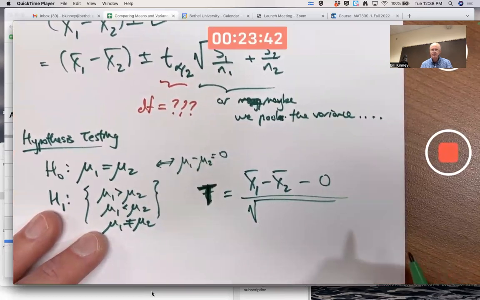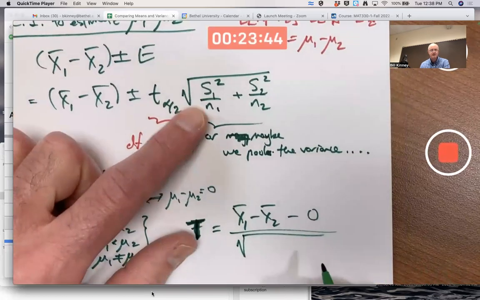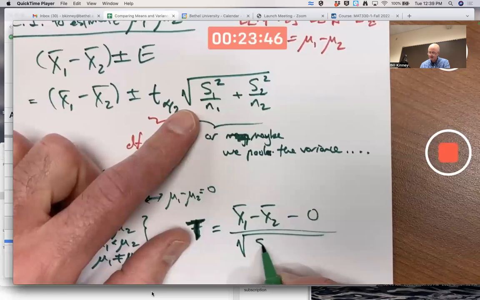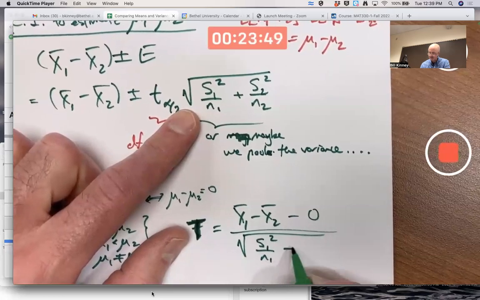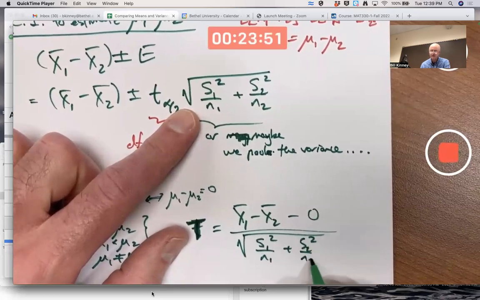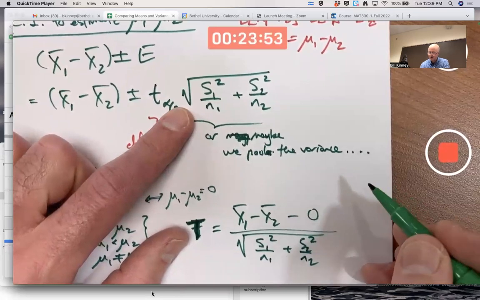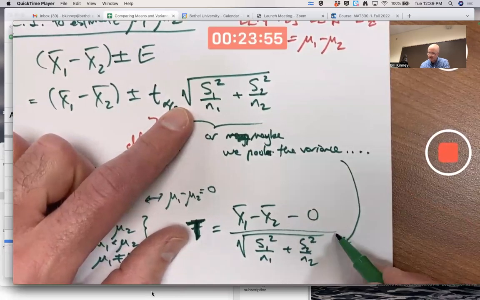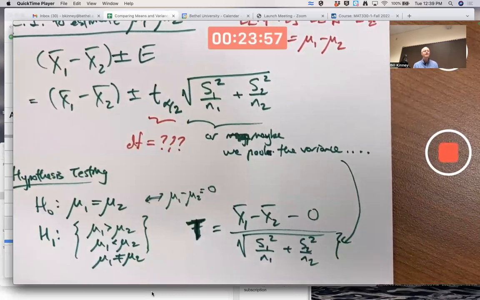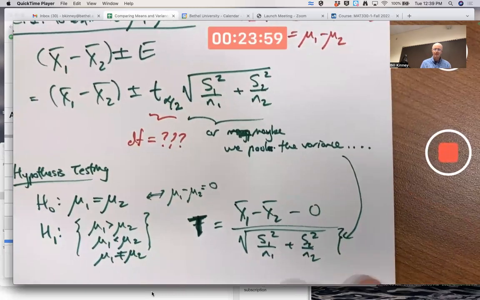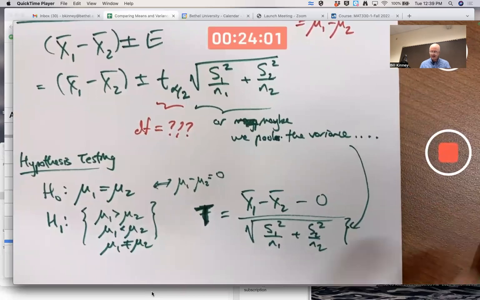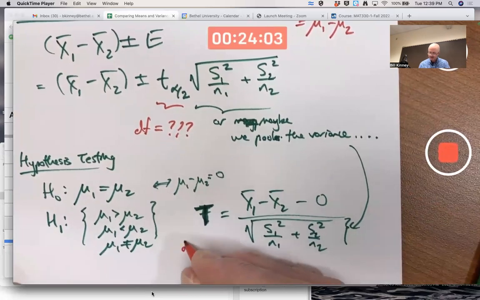What goes down here? In general, it's the same thing as you see up here: S1 squared over N1 plus S2 squared over N2, but the same comment applies. Or maybe we pool the variance. And once again, we can ask what's the degrees of freedom? DF equals question mark, question mark, question mark.